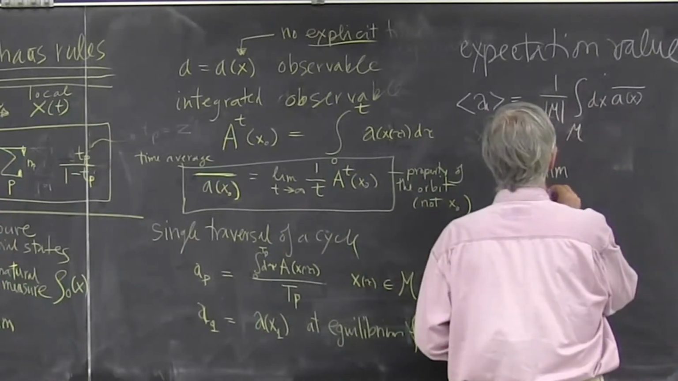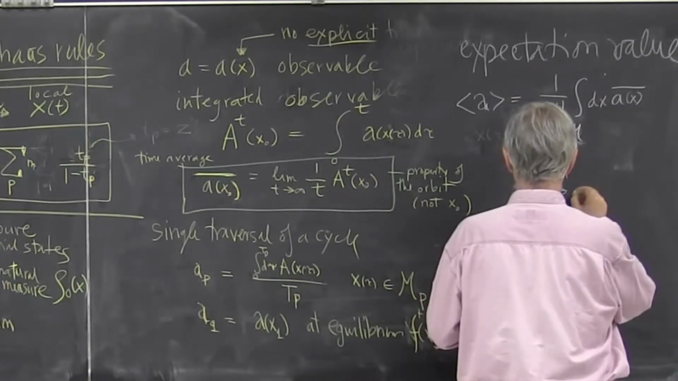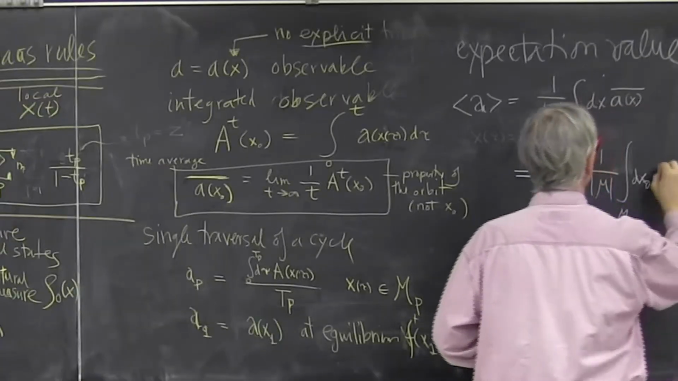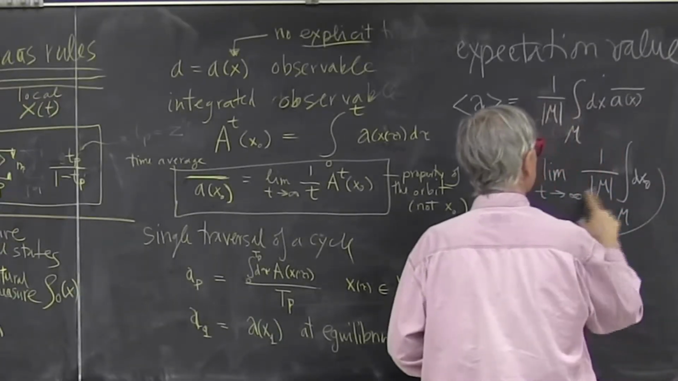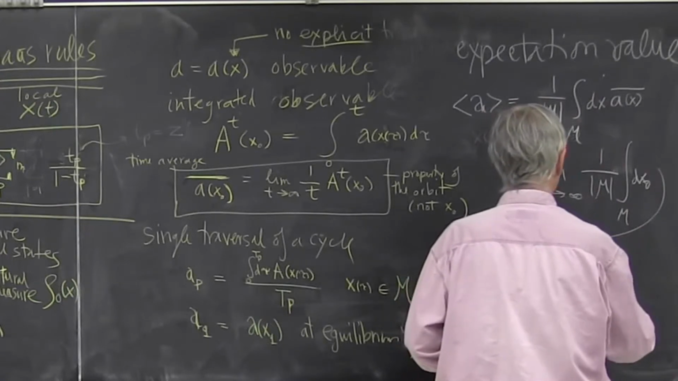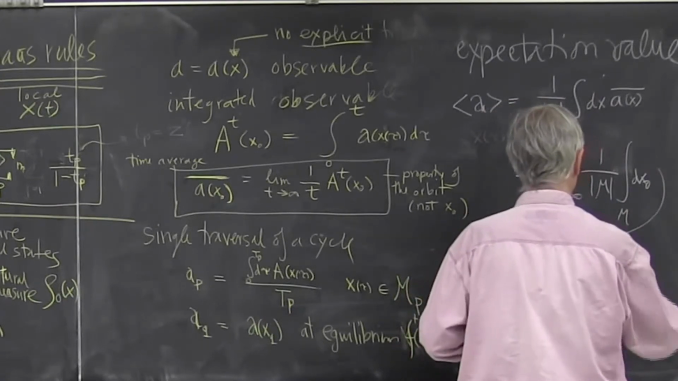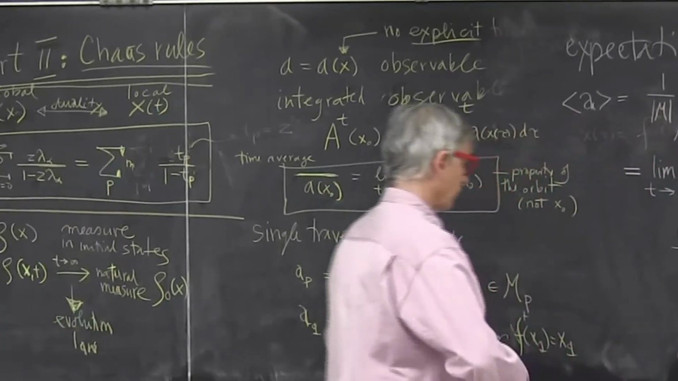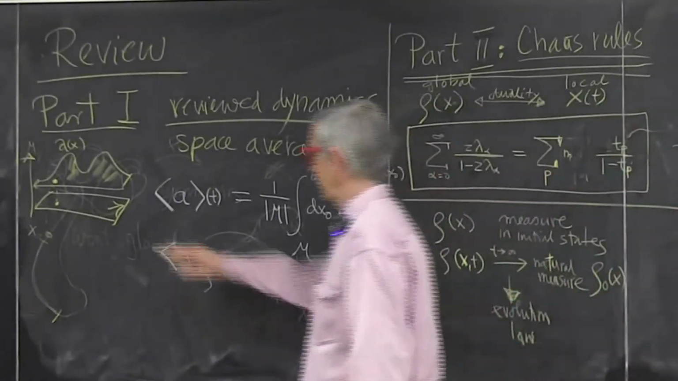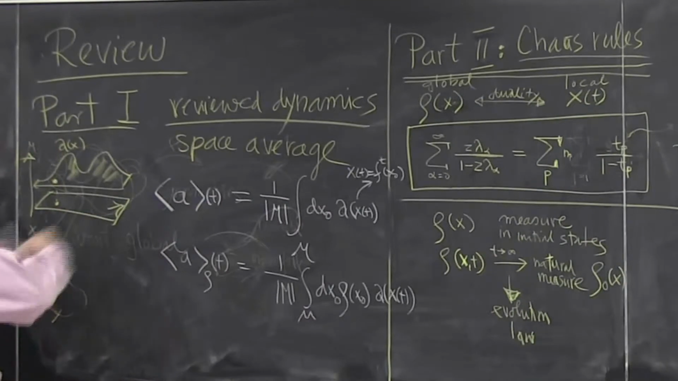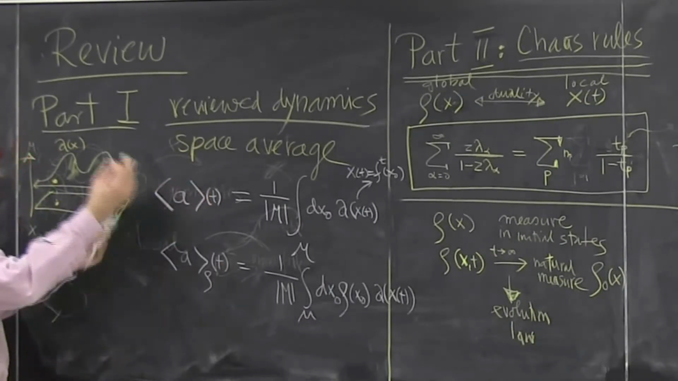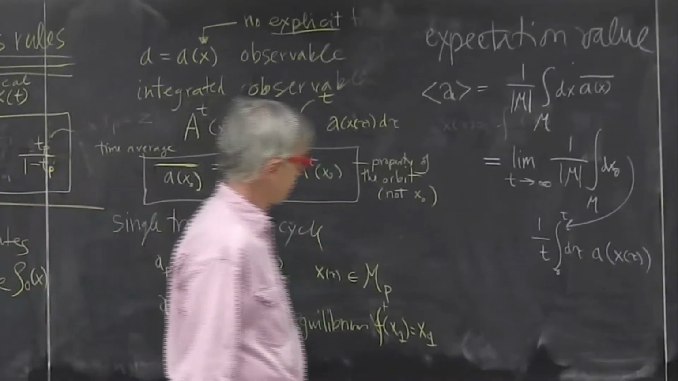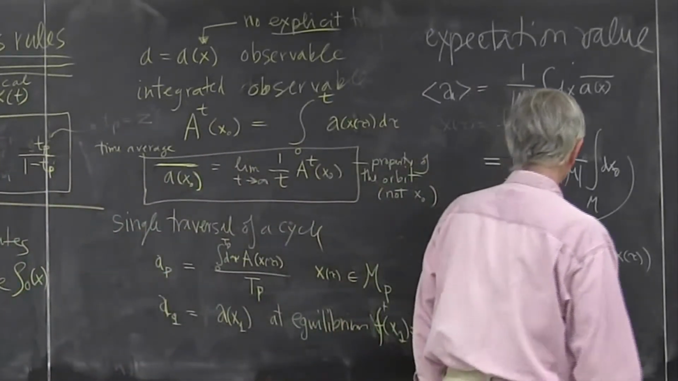So I could define a thing like that. So this is over space, and then over time. So this is now the average of all trajectories. I take the whole space, and I move it for infinite time, and I divide by all the right numbers, and I get an answer.